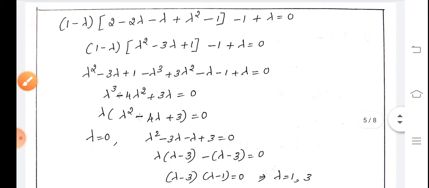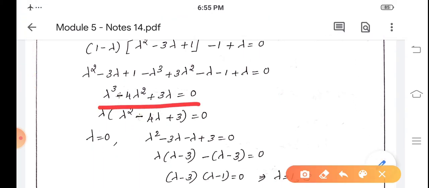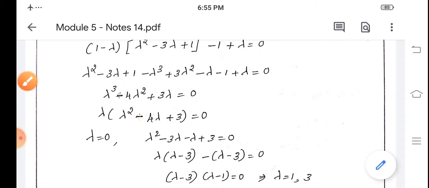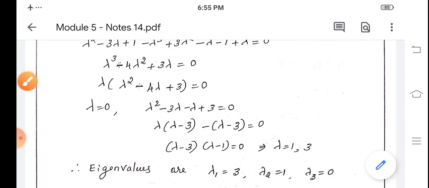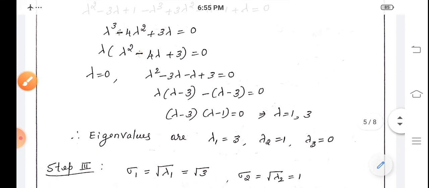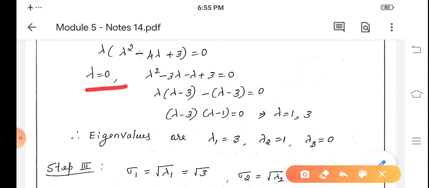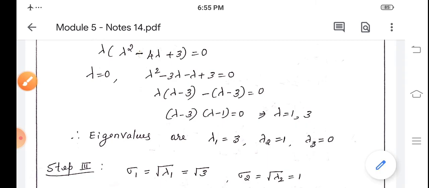On simplifying this, we obtain lambda cube minus 4 lambda square plus 3 lambda equal to 0, or it can be written as lambda into lambda square minus 4 lambda plus 3 equal to 0. So now we are getting 3 eigenvalues. The eigenvalues are 0 and lambda equal to 1 and 3. So these are the eigenvalues.